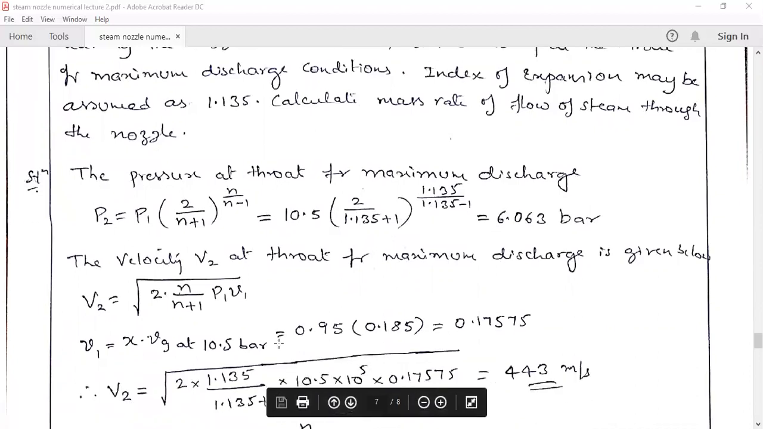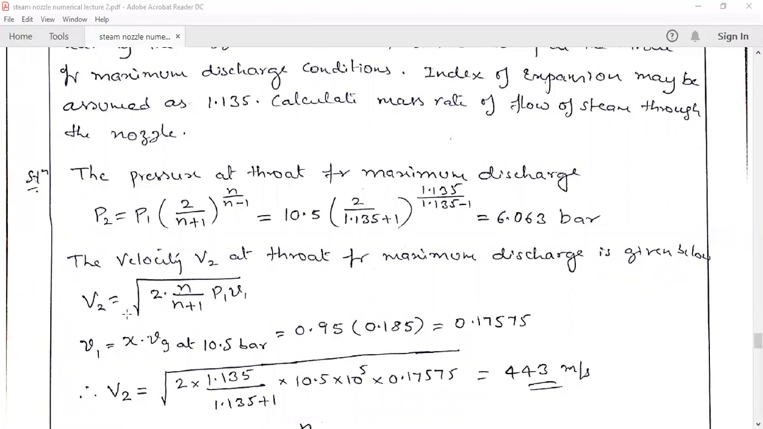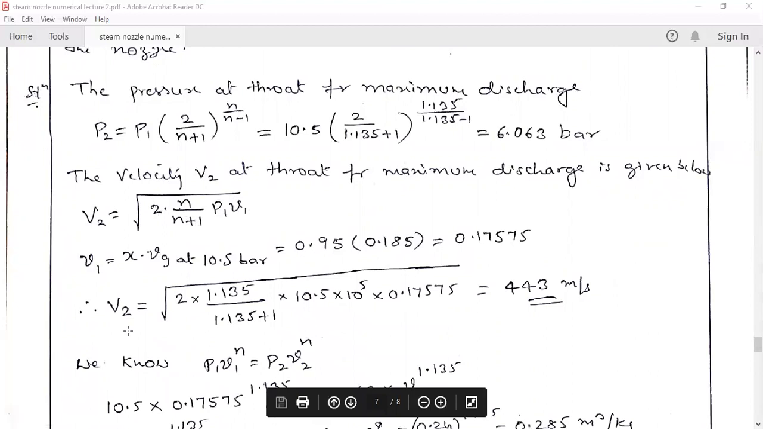Now, we have already derived the expression for the maximum discharge. For maximum discharge, what should be the velocity? Go to that expression: V2 will be equal to square root of 2 times n by n plus 1 into P1 V1. This is the expression which we derived in our previous lecture. Then, you need to find the V1 value. How do you find the V1 value? X times Vg at 10.5 bar, because it is a dryness fraction. So multiply by Vg, and obtain the V1 value as 0.17575.